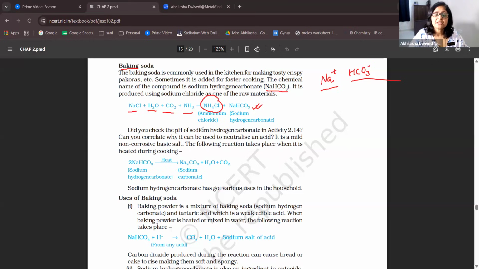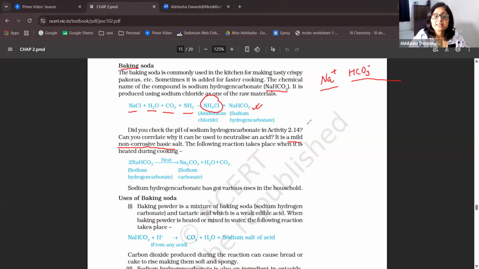If you check the pH of sodium hydrogen carbonate, it is considered to be mildly basic. That means the pH has to be more than 7, not towards a higher pH of 13 or 14. It will be around 7 to 8. So it is basically a mild, non-corrosive basic salt. What does it mean? It means that it is not going to kill you for sure, because we do eat it in some form or the other.